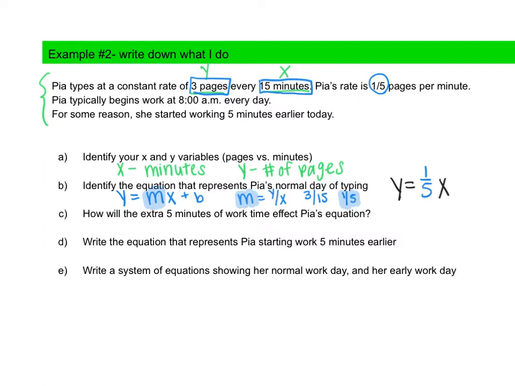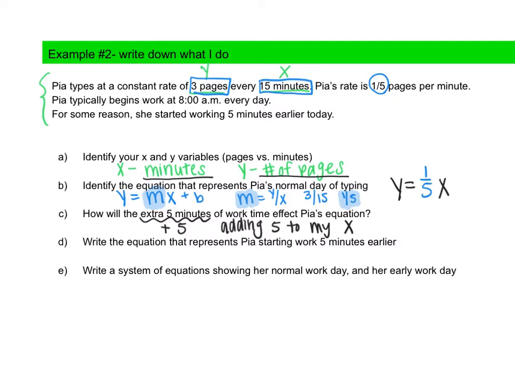Okay? From there, my next part asks me, how is the extra 5 minutes of work time going to affect her equation? So she has 5 extra minutes. Now, if you have extra of something, you're adding it. So I know I'm going to be adding 5. But what am I adding 5 to? My y or my x? My minutes or my pages? Does she have 5 extra minutes or 5 extra pages? Well, she has 5 extra minutes. So I'm going to be adding 5 to my minutes. So it's going to be adding 5 to my x, because x variable is our minutes. Okay, hopefully that makes sense to you.